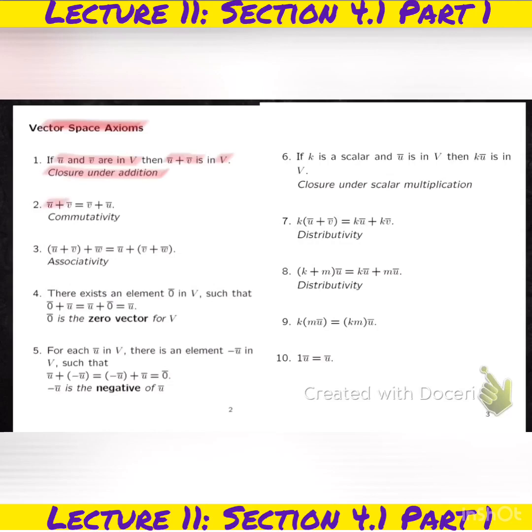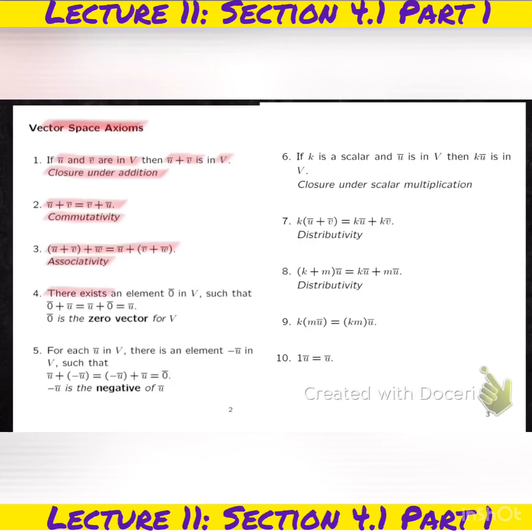Then you've got the second property, and that is that commutativity needs to hold under addition. So adding u to v is the same as adding v to u. Number 3 is that associativity needs to hold. Now we're familiar with the concept of associativity if you go back to matrix multiplication. Matrix A times B times C, where you take A and B first, is the same as taking B and C first and multiplying that with A. So associativity needs to hold over addition as well.